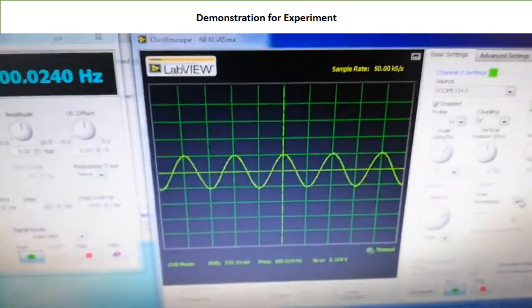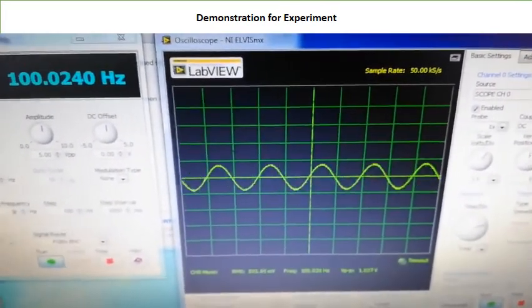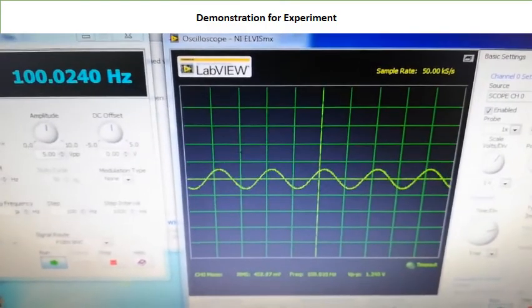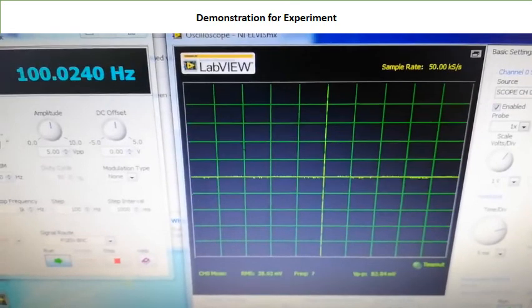Now we will vary our resistance with the variable resistor and see the effect of it on the oscilloscope. As you can see, the output waveform is gradually decreasing with the variable resistor. Now you have to take the readings of the resistors at which the bridge is balanced, or the null condition is obtained, and from these measurements you can fill up the manual and draw a conclusion.